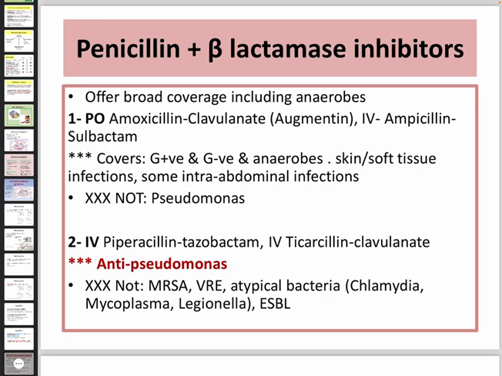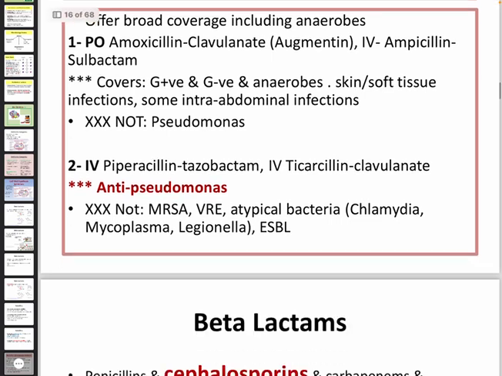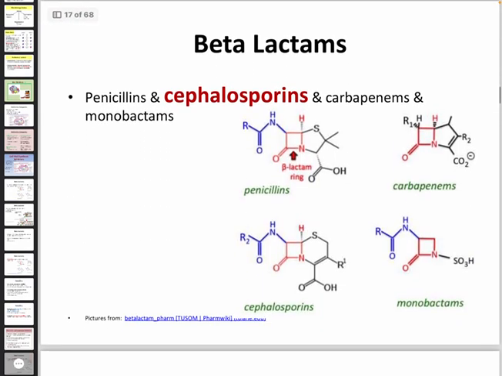The other option is piperacillin-tazobactam or ticarcillin-clavulanate. They do have excellent anti-pseudomonal coverage. However, they don't cover methicillin-resistant Staphylococcus aureus, and they don't cover vancomycin-resistant Enterococcus. Okay. Now, cephalosporin, there are 6 generations of cephalosporin.